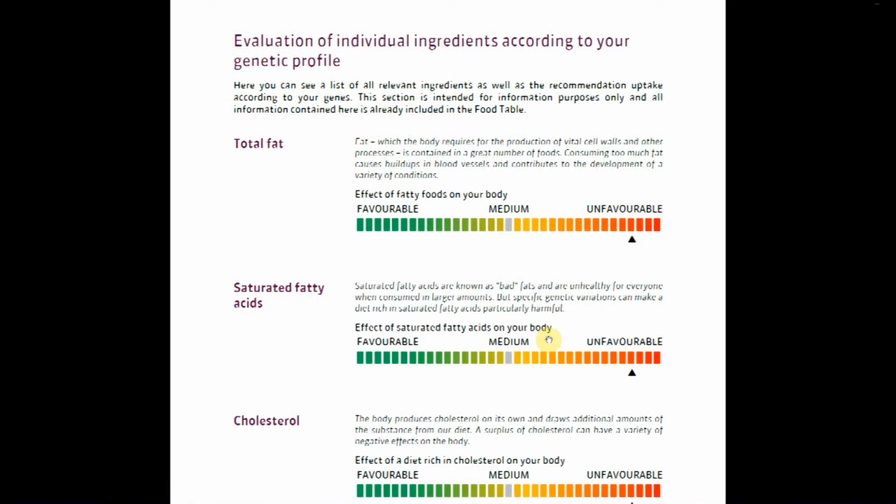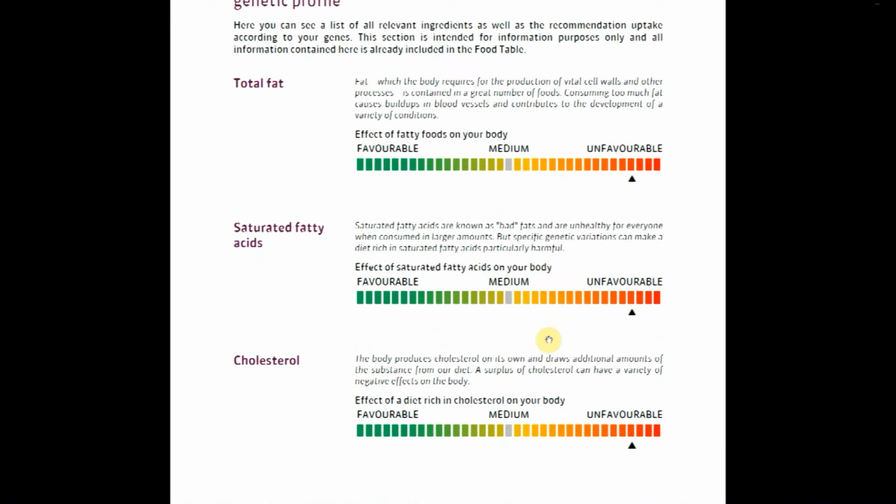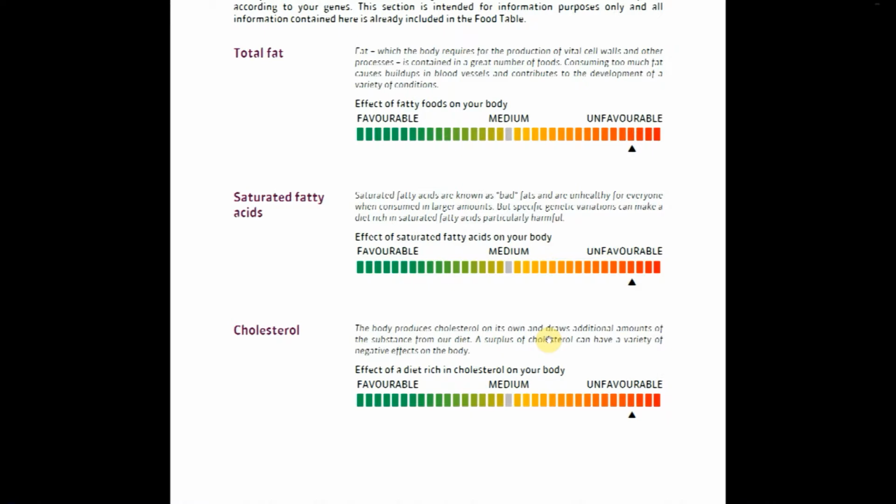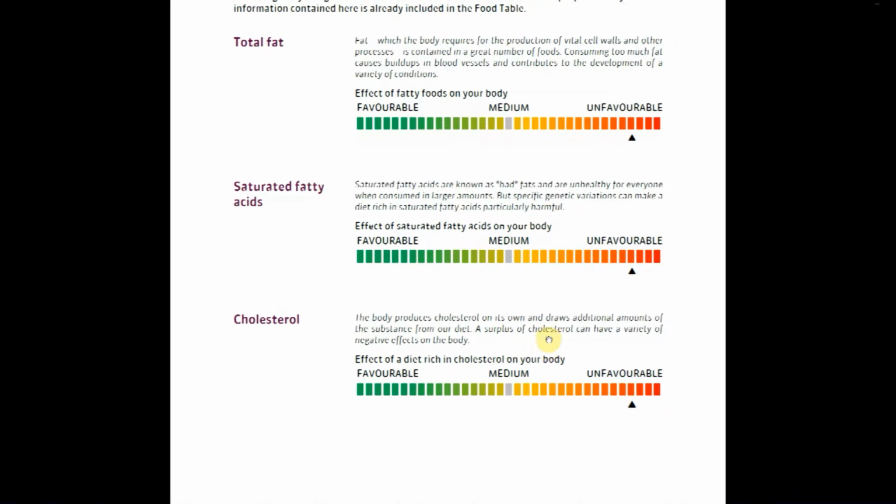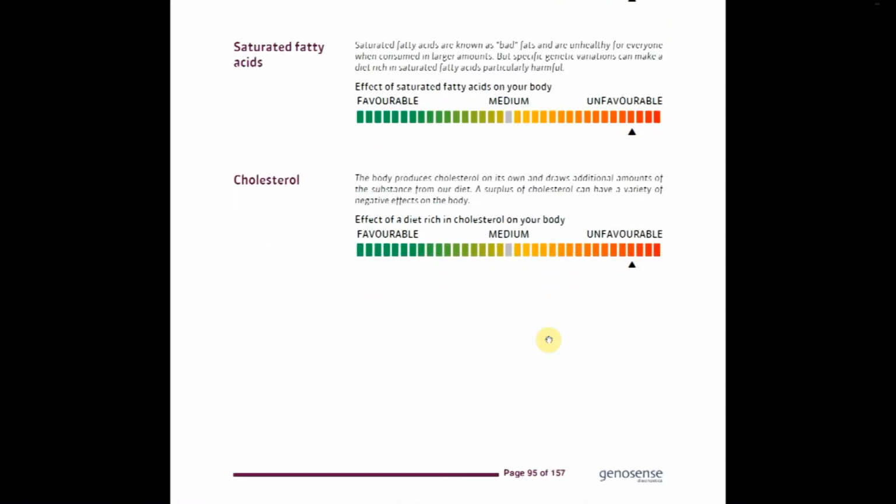Now there are a number of good and bad substances in food that we're evaluating here. So if you check this page here, total fat. A lot of fat is generally bad for people. But for some people it's moderately bad, and for some it's extremely bad because of genetic variations. They just respond to it more, and they have more negative health effects from it. So do check where your arrow is. In this case it's very unfavorable. Saturated fatty acids, that's the unhealthy type of fat, so unfavorable. Cholesterol, also unfavorable in this case.